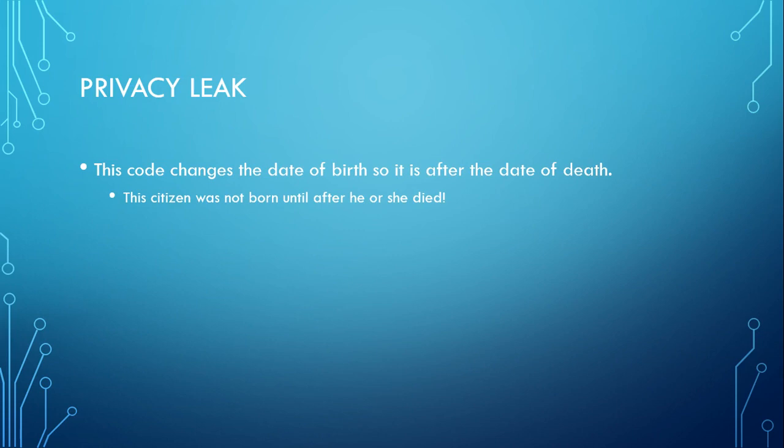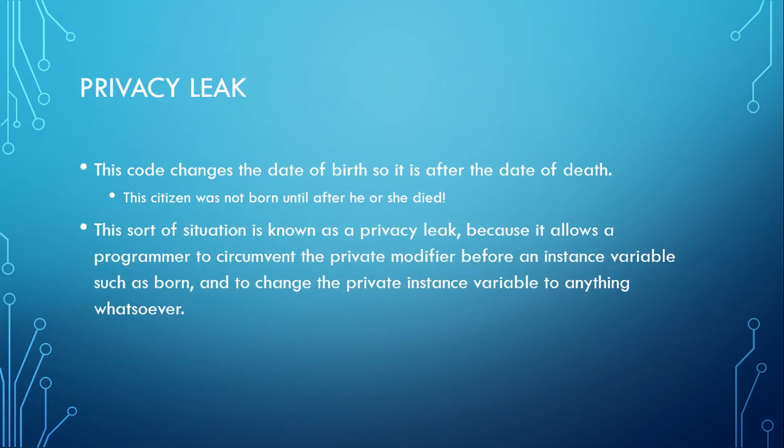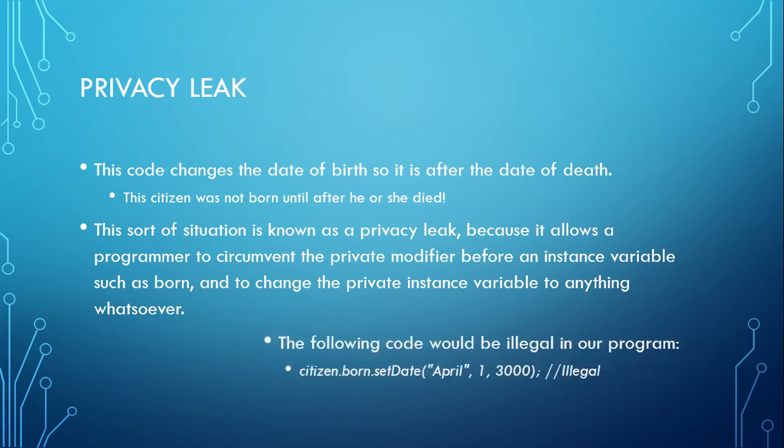Now this code will change the date of birth so it's after the date of death. In other words, the person wasn't born until after they died, which doesn't make any logical sense. This sort of situation is what's known as a privacy leak, because it allows the program to circumvent the private modifier for an instance variable such as born, and to change the instance variable to really anything whatsoever.